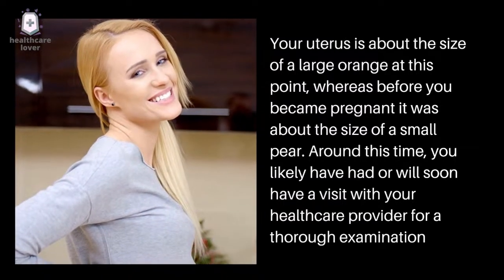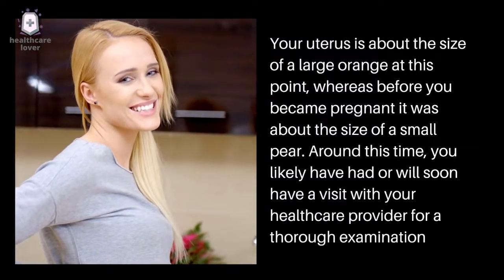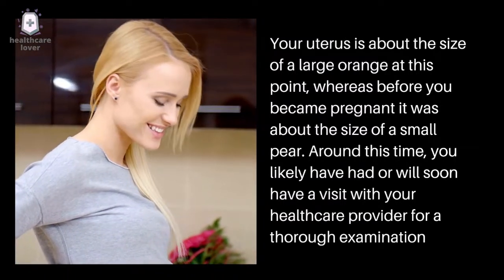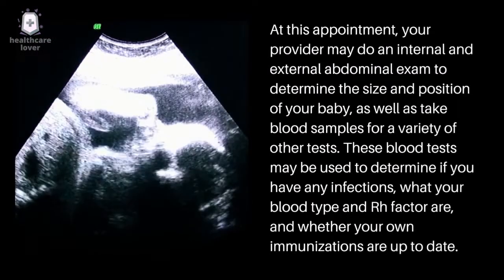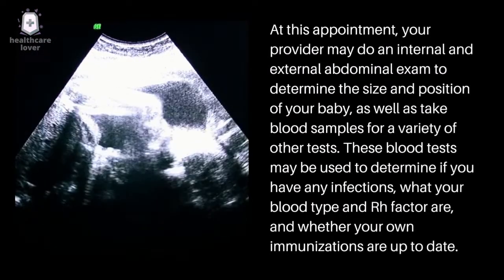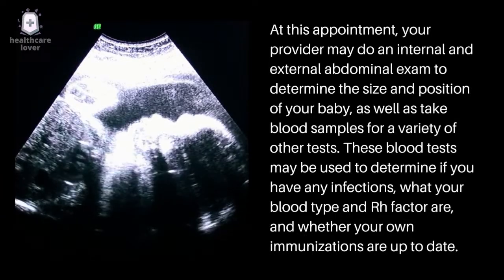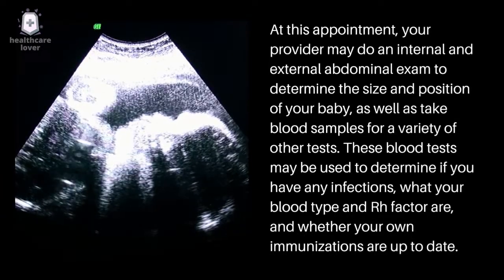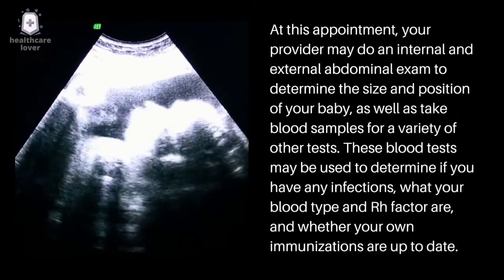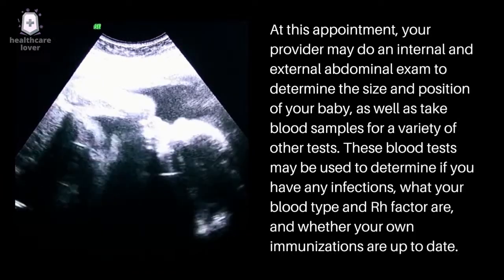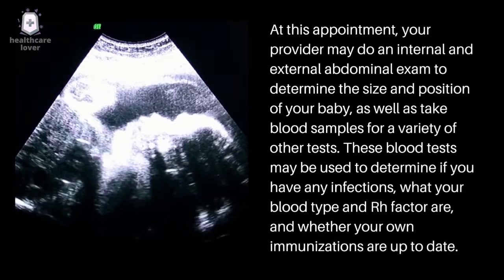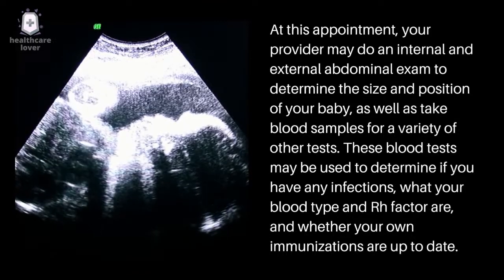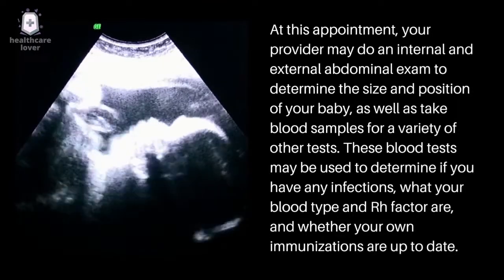Around this time, you likely have had or will soon have a visit with your healthcare provider for a thorough examination. At this appointment, your provider may do an internal and external abdominal exam to determine the size and position of your baby, as well as take blood samples for a variety of other tests. These blood tests may be used to determine if you have any infections, what your blood type and Rh factor are, and whether your own immunizations are up to date.